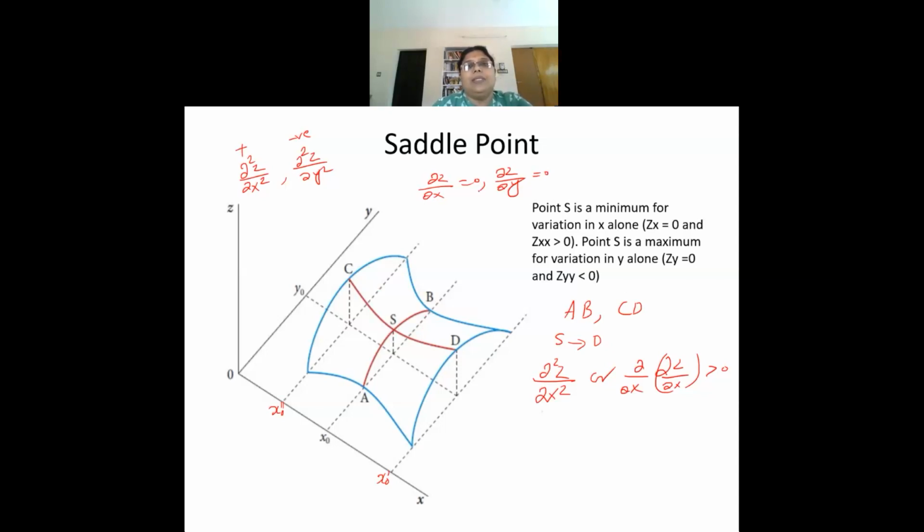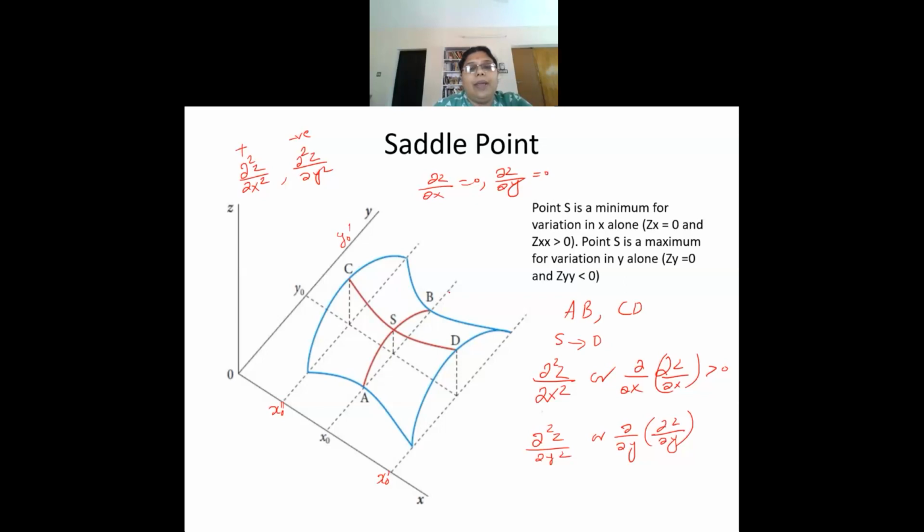That is, ∂z/∂x is equal to 0 and ∂z/∂y is equal to 0. But when you move from S to B, you are measuring ∂²z/∂y², or you are taking ∂/∂y of ∂z/∂y, isn't it? Because you're moving from S to B, which means that here the value of y is changing while x is constant at x0. That is, at B, you know that the value of x is x0 and it is the value of y that is altered. The value of y is actually y0 dash.